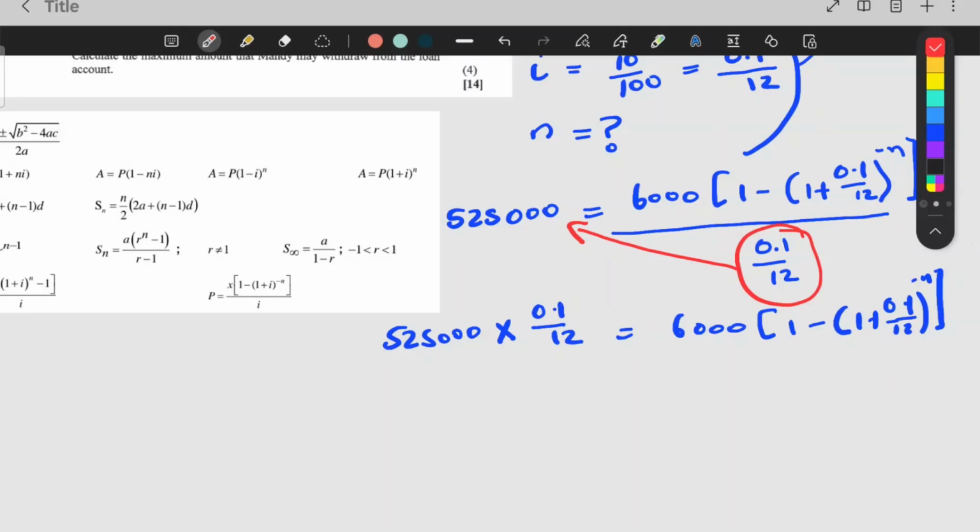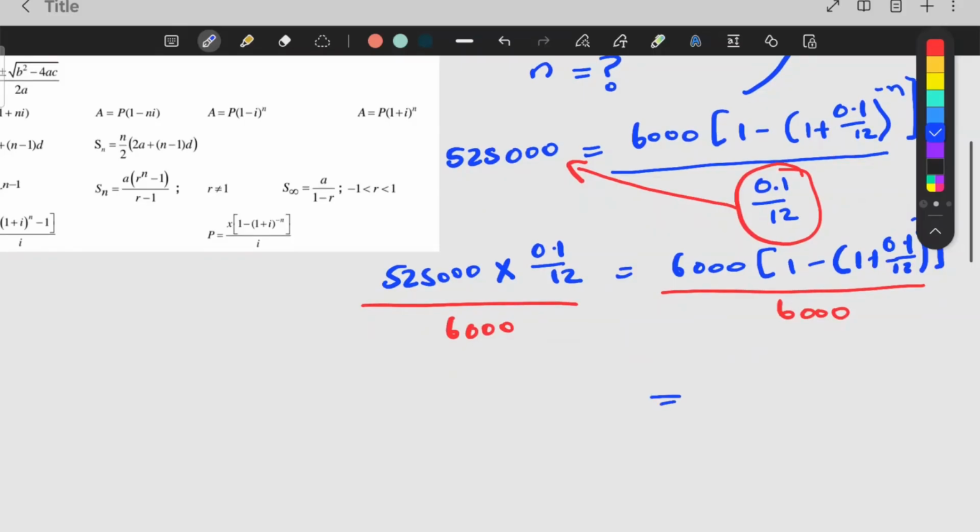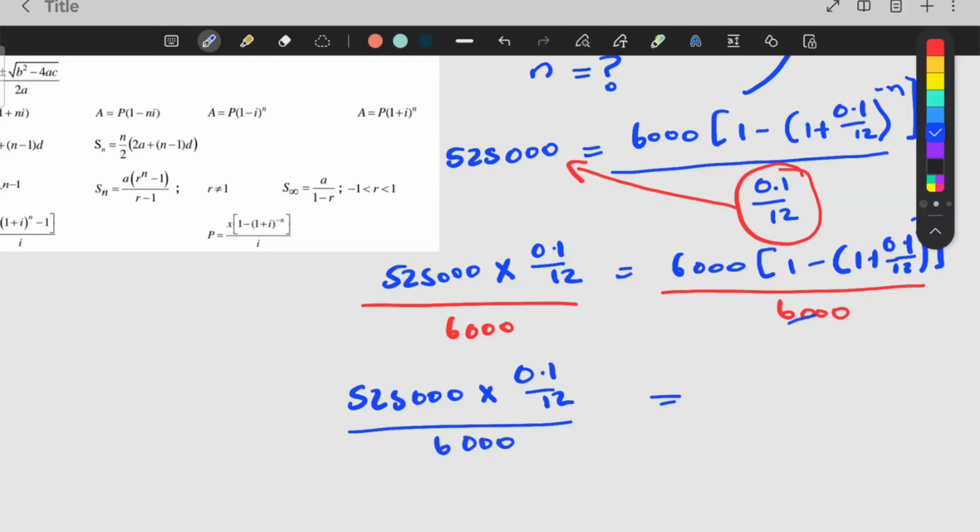So now I'm going to divide by 6,000. So get rid of the 6,000. What I do on the left, I do on the right. Okay, so now I have this on the left over 6,000, and here this will cancel. So I am left with this.